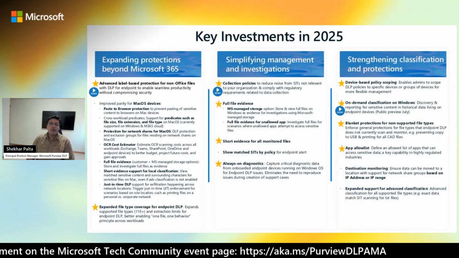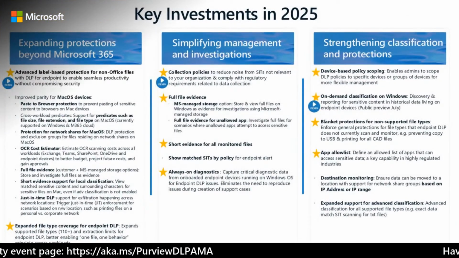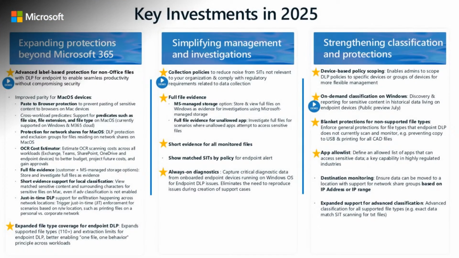Now let's jump into the third pillar, which is strengthening classification and protections. The first one I want to talk about is device-based policy scoping. So today in endpoint DLP, when you create your DLP policies, you can scope and target your DLP policies by users. With this capability, you can now start using devices as well as device groups as an additional scoping criteria for your DLP policies.